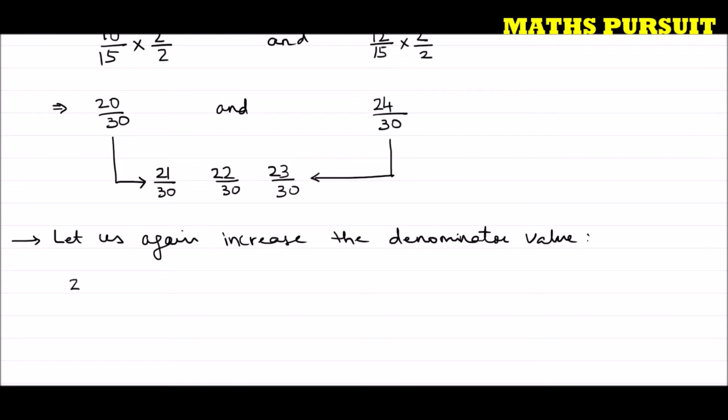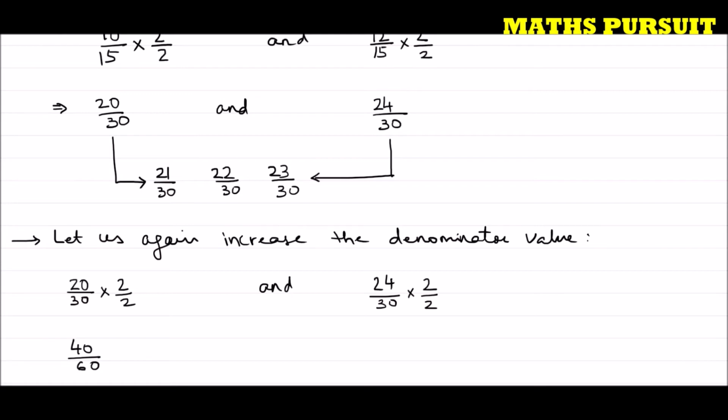The number that we got in the above step is 20 upon 30. So let us multiply 2 upon 2. And similarly, the other number we got in the above step was 24 upon 30. Let us multiply 2 upon 2. Now, after multiplying, we got 40 upon 60 and 48 upon 60.